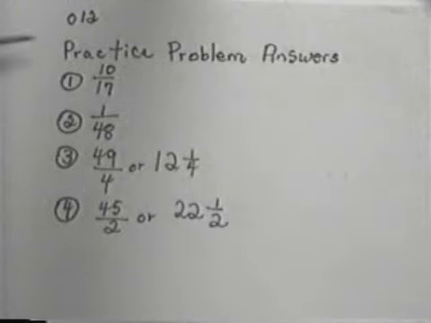The practice problem answers are number 1, 10/17, number 2, 1/48, number 3, 49/4, or if you'd rather make it a mixed number, 12 1/4, number 4, 45/2, or the mixed number 22½. If you have an answer that disagrees with one of these, stop the tape and get some help.